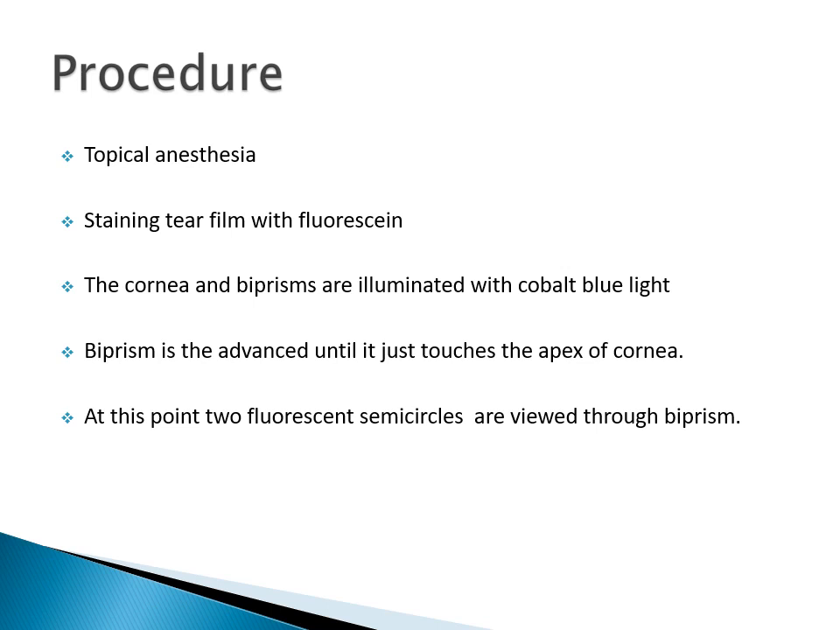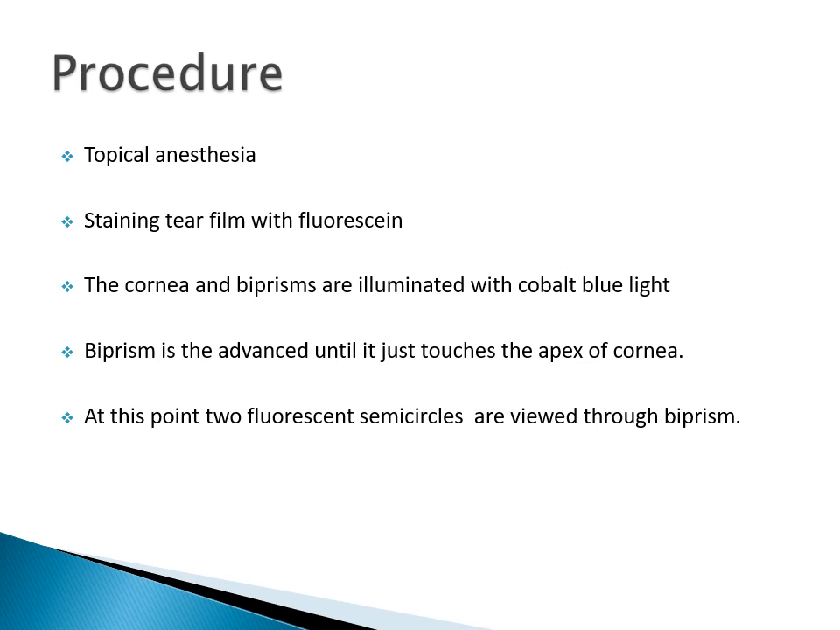Coming to the procedure. First, topical anesthetic drops should be put. Then the corneal tear film is stained with the help of a fluorescein strip. Then the cornea and the biprism are illuminated with the help of cobalt blue light. Then the biprism is advanced until it just touches the apex of the central part of the cornea.